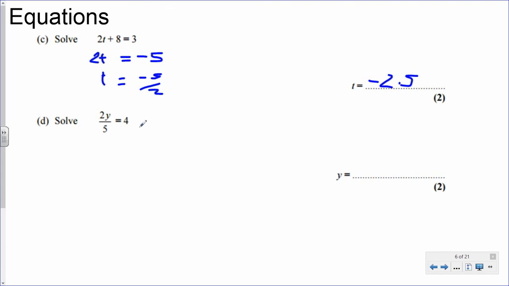And then here, I've got to leave the y on its own, so I want to move the 5 over first. So I've got 2y equals, well, the 5 was dividing. If I move it over, it will do its opposite job, which is timesing. So 4 times 5 is 20. And now I'm going to divide by the 2. So divide by 2, 20 divided by 2 is 10. There we go, so y equals 10 there.